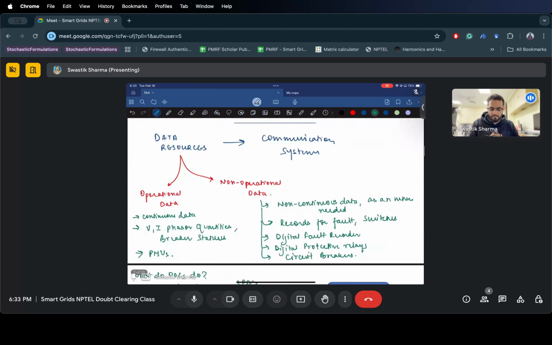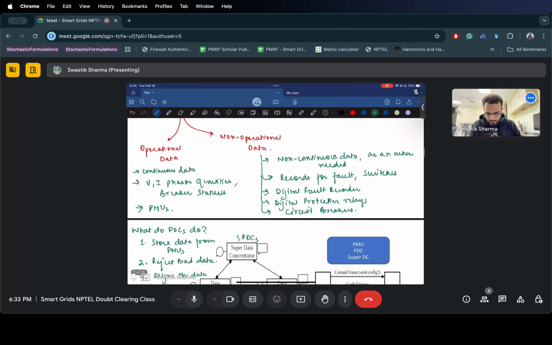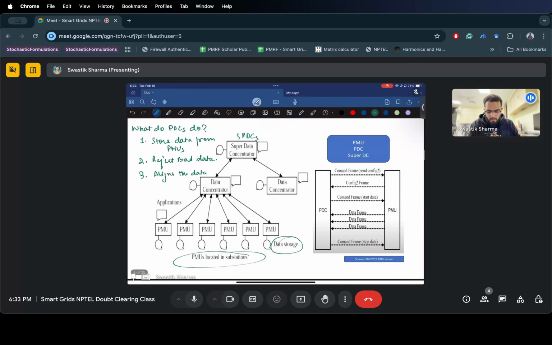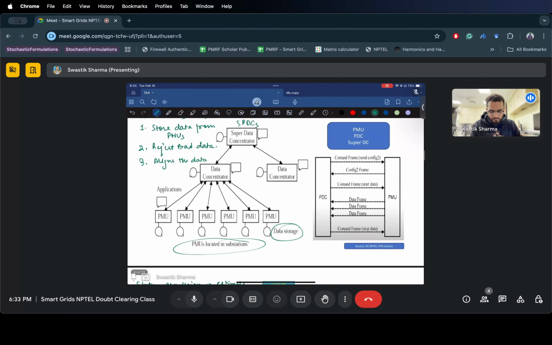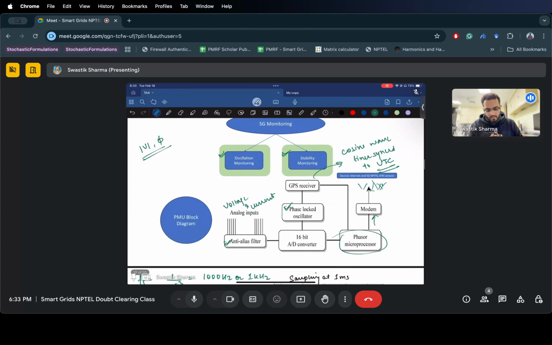In WAMS there are two important structures, which are data coming from different sources and your communication system. Your PMUs supply continuous data, whereas your digital fault recorders, your digital protective relays, and your circuit breakers provide non-operational data, that is, periodical data. So, what are PDCs? What are super PDCs? We discussed that. Then we discussed the applications of WAMS and a PMU's basic block diagram, which was also covered in the first class.